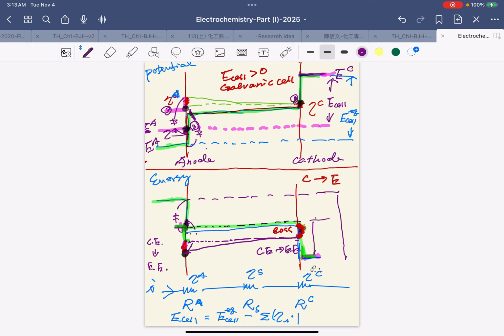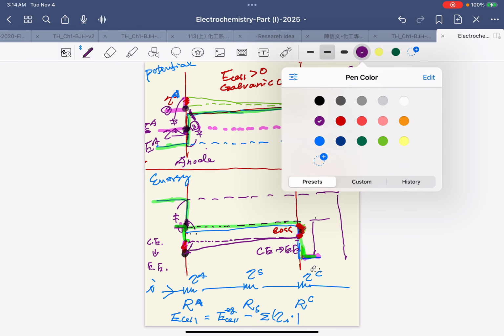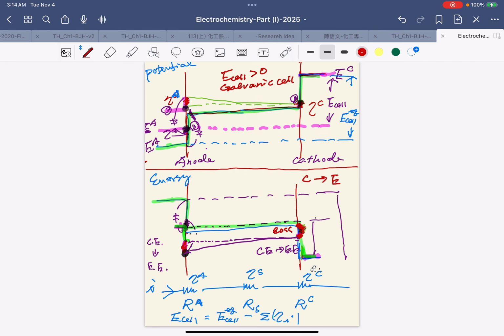Just similar to the previous case. In a solution, you also need to consider the loss, the loss for the ionic conduction in the solution part. Then you want to convert again from the chemical energy to electric energy at the anode part. So this is thermodynamic.